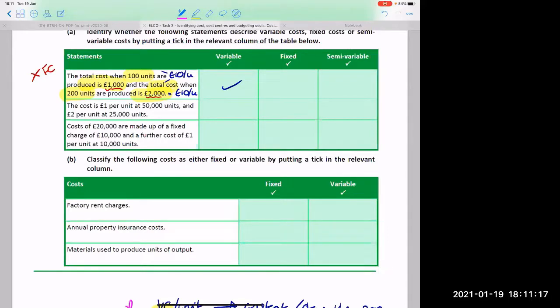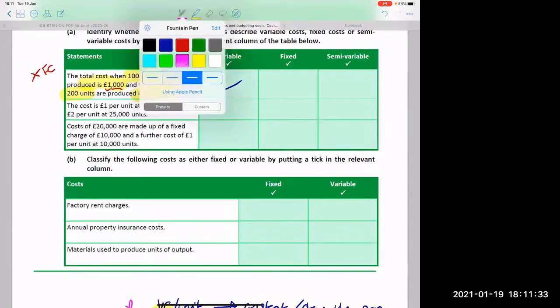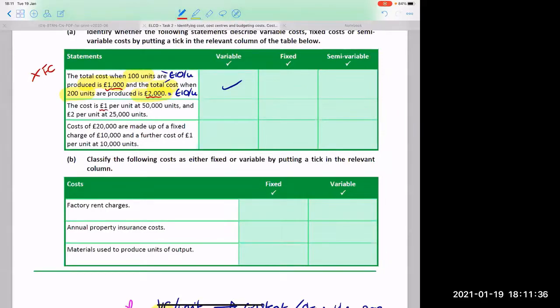Okay, we'll look at the next one. Now they've told us different information on the next one, haven't they? They've given us the cost per unit is £1 when 50,000 units are being produced, and £2 a unit when 25,000 units are being produced. So what we need to do here is work out what the total cost would be. You can see that cost per unit is changing, isn't it? It's gone from £1 to £2. So we can rule out variable costs because we wrote in our summary that variable cost per unit will stay constant. So if the cost per unit is moving, we know that it's not going to be a variable cost.